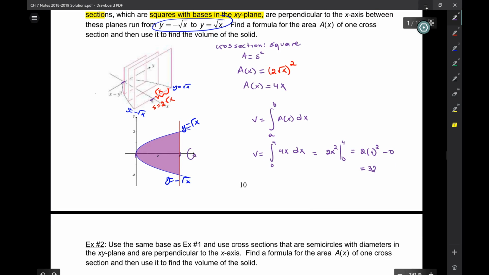Now, somebody made these. Remember how when we were looking for area, we could have drawn rectangles or we could have drawn trapezoids? Here, inside the shape, you could draw a series of squares. You could draw a series of circles. You could even draw right triangles. You could draw semicircles. You could draw equilateral triangles.